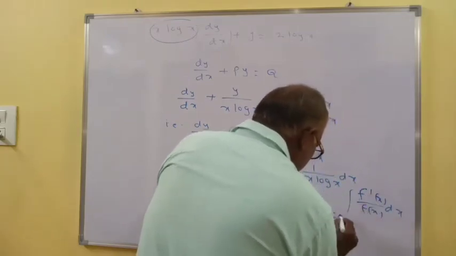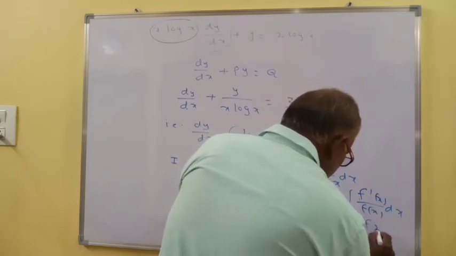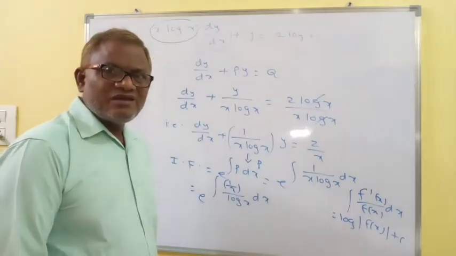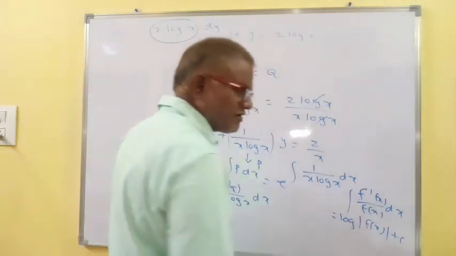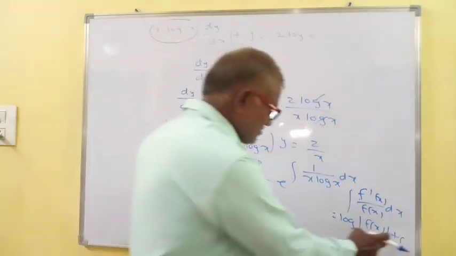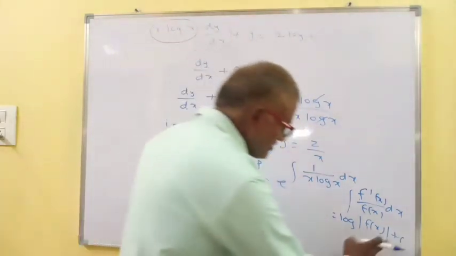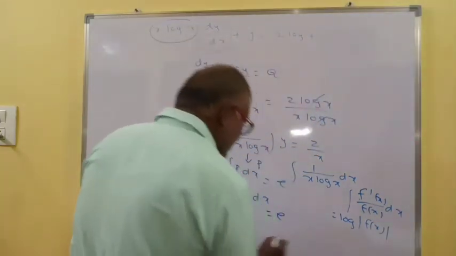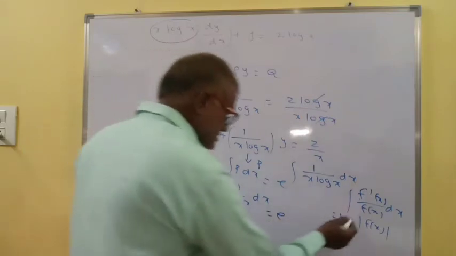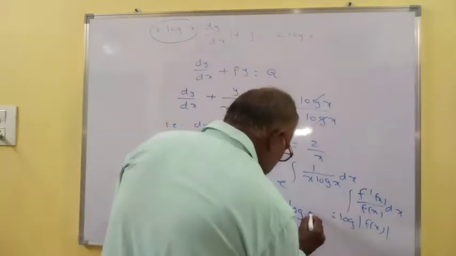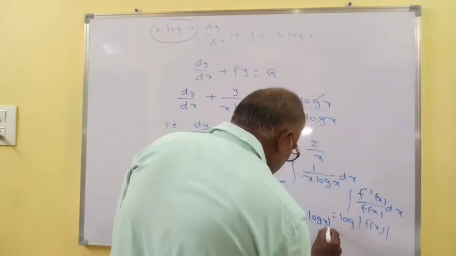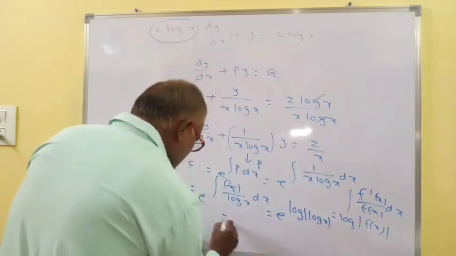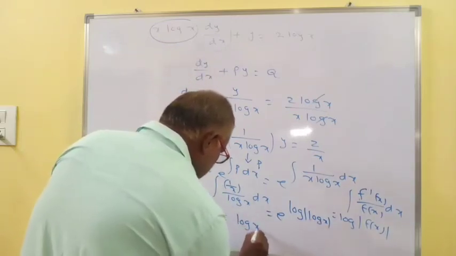Integral f dash x by f of x gives us log f of x plus c. But we only have to write log f of x. For a solution we have to mention c, so no need to mention c here. So clearly e power log f of x, that means log of log x. So e power log f of x equals f of x. So this is nothing but f of x. So the answer is log x.